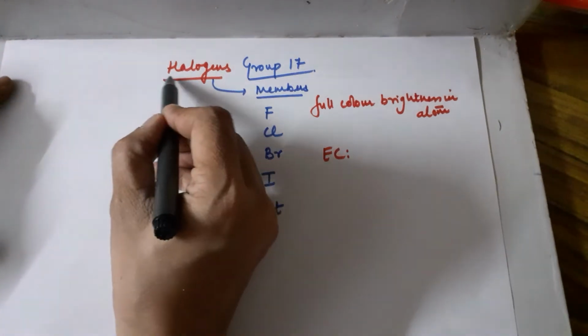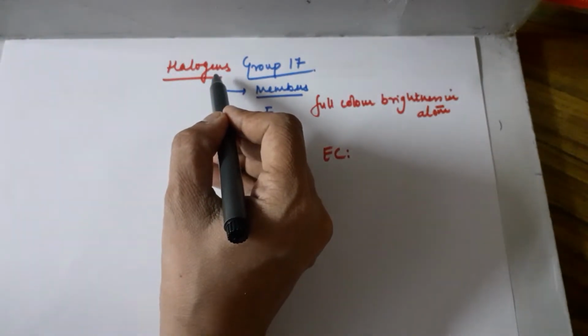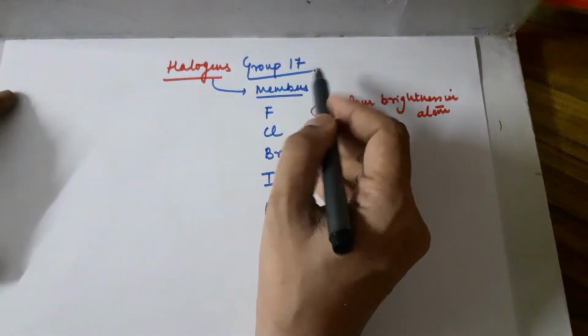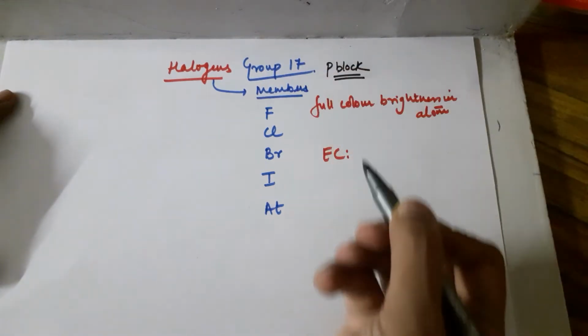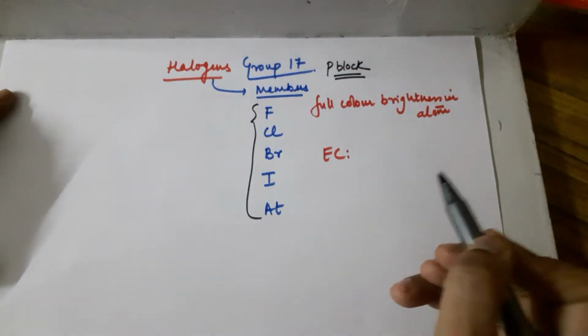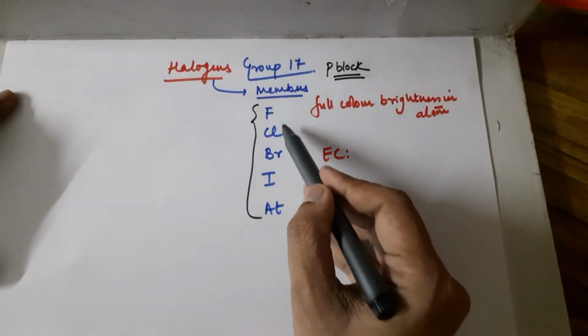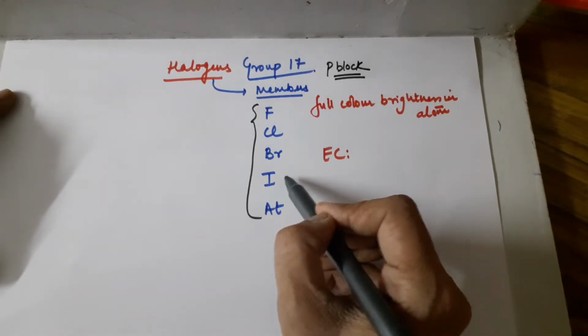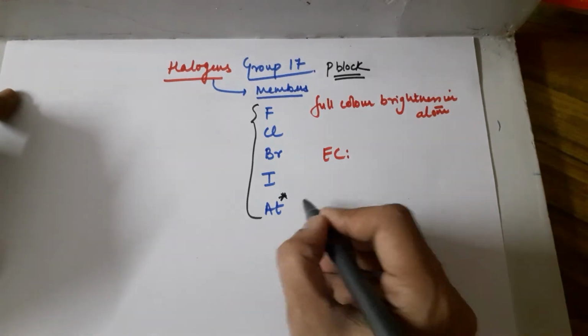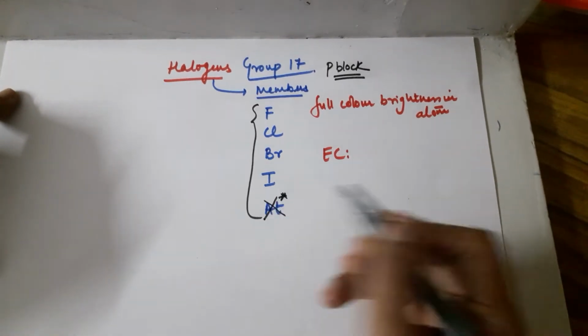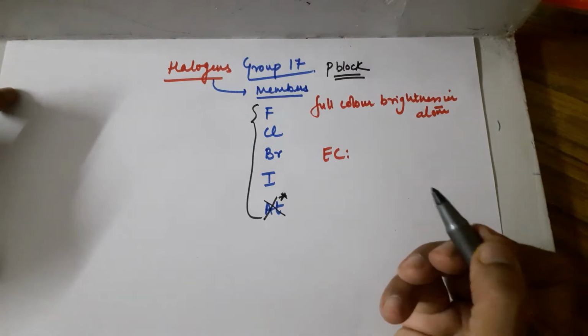The topic for today's class is halogens. We are talking about the P block of elements and we are talking about group 17. The members of group 17 are as follows: fluorine, chlorine, bromine, iodine and astatine. This astatine is radioactive, so we will not be studying it for any general chemical properties.